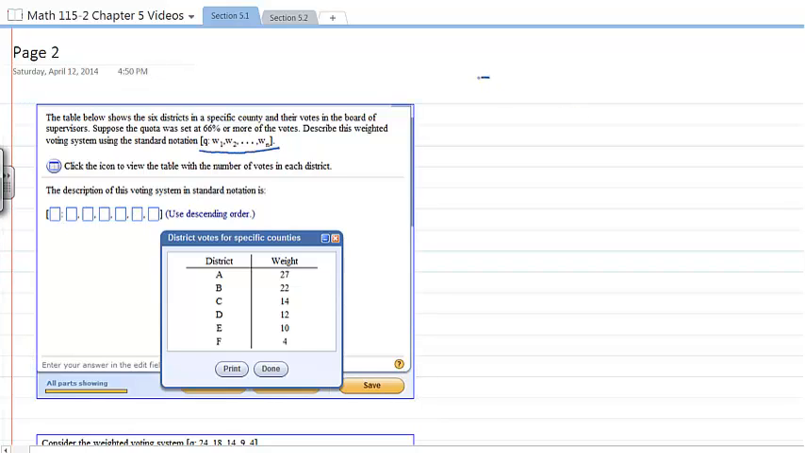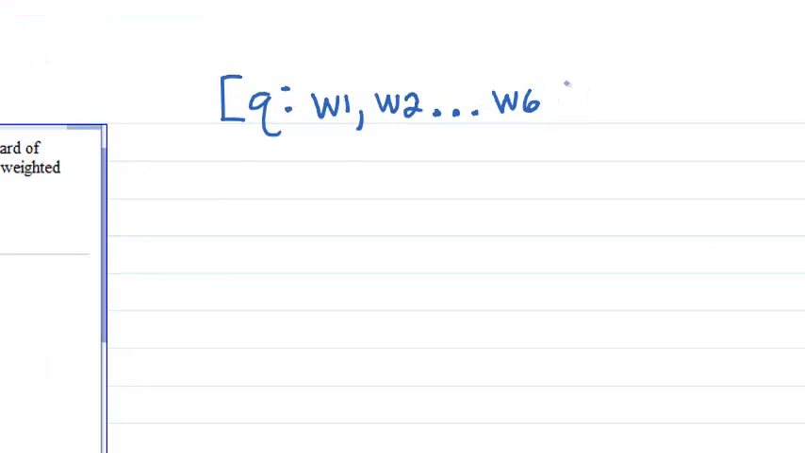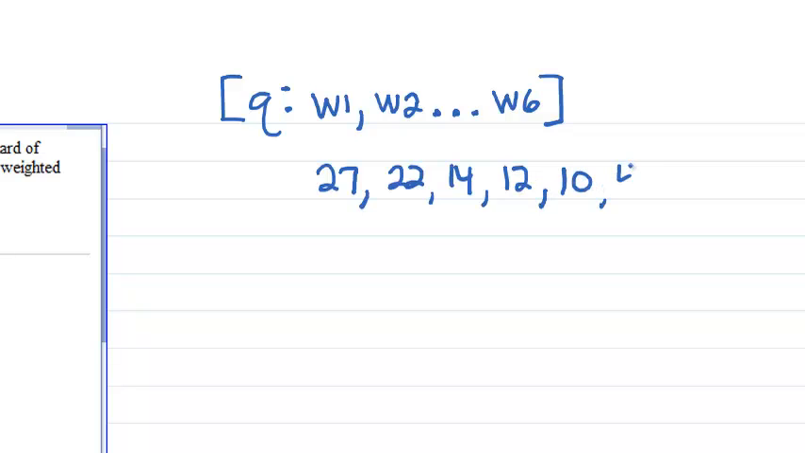Standard notation looks like this: Q, that stands for quota, colon, and then each of the weights is listed. In a system like this, there are 1, 2, 3, 4, 5, 6 players, so there are going to be 6 weights, 1 weight for each player, W1 up through W6, and then close the bracket. So that's the standard notation. And really, the weights are easy. They're usually given to us, like they were in this case: 27, 22, 14, 12, 10, and 4.